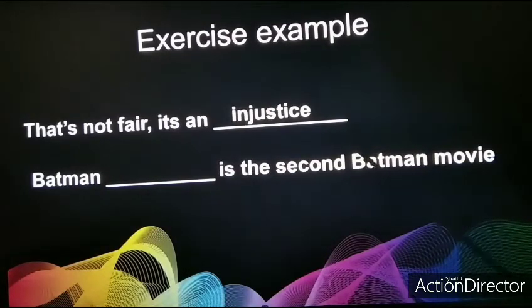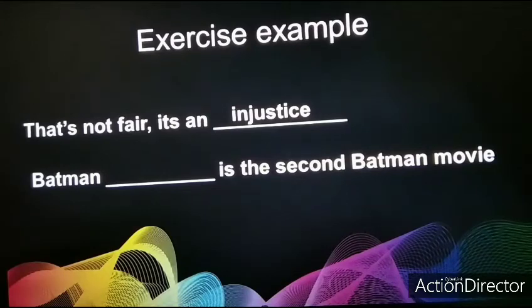That's not fair. It's an, and then we have a blank space. Now what you have to do is take a look at the table that we just saw, and you need to find a word that fits the sentence. In this case, there's a word that fits perfectly on what's going on here. That's not fair. It's an injustice.